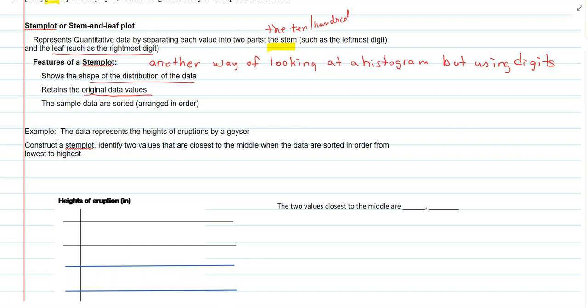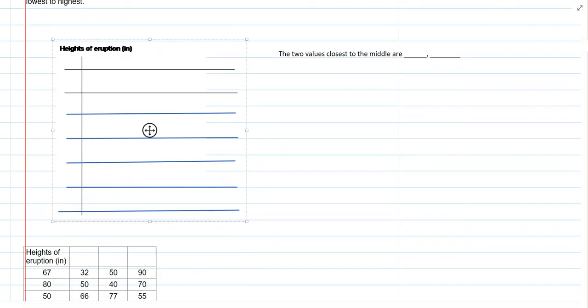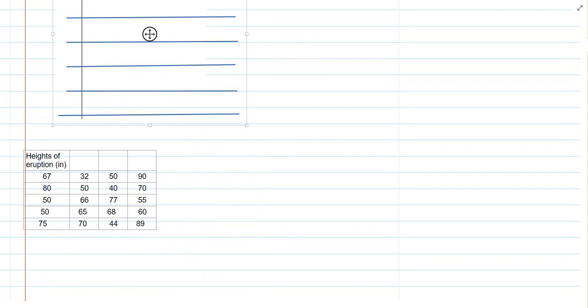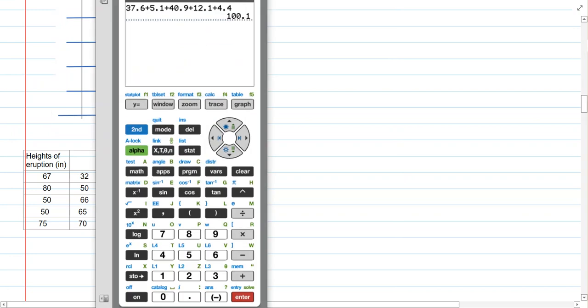So what we have is we want to construct one. And I've done a chart, and this is the height of eruptions. All right, so I got that little thing there. And here they are. So let's get out our calculator and we'll get started on what we want to do with these. So I'm going to go to my calculator.